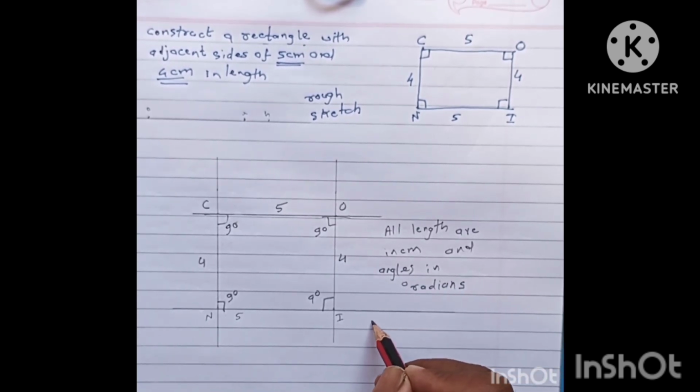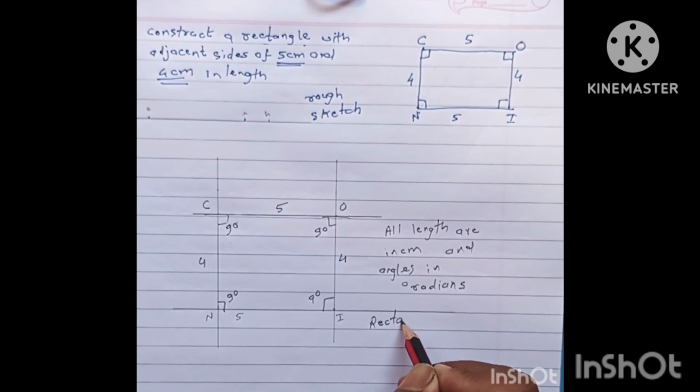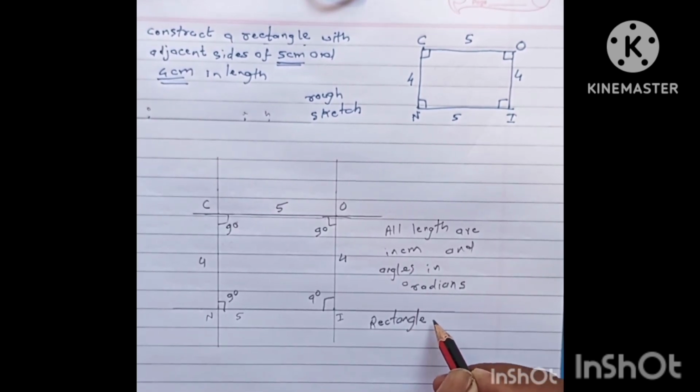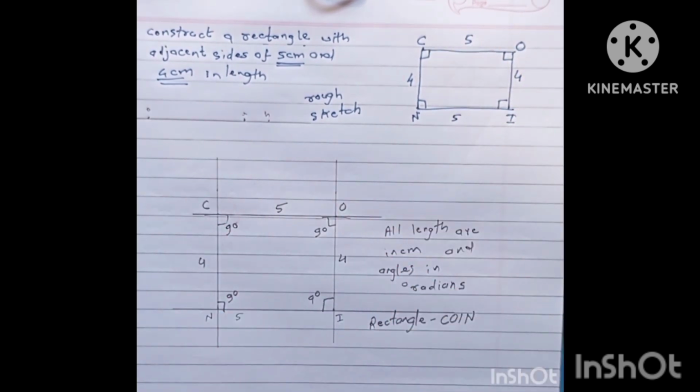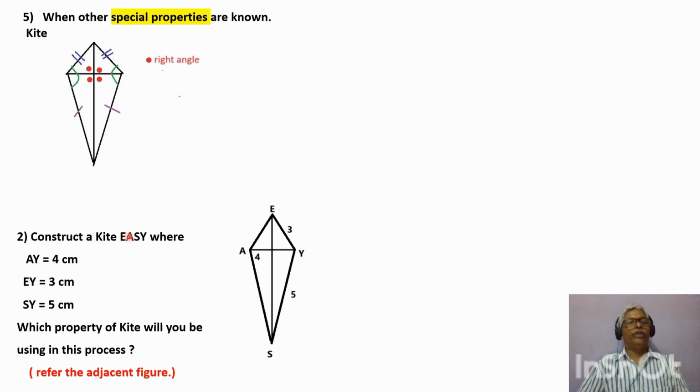Now answer that: this is rectangle COIN. We have named them, but you still have to comment. Okay, COIN, this is that, and this. And the second one, under special properties: construct a kite EASY where AY is equal to 4 centimeters, EY is equal to 3 centimeters, SY is equal to 5 centimeters. Which property of kite will you be using in this process?